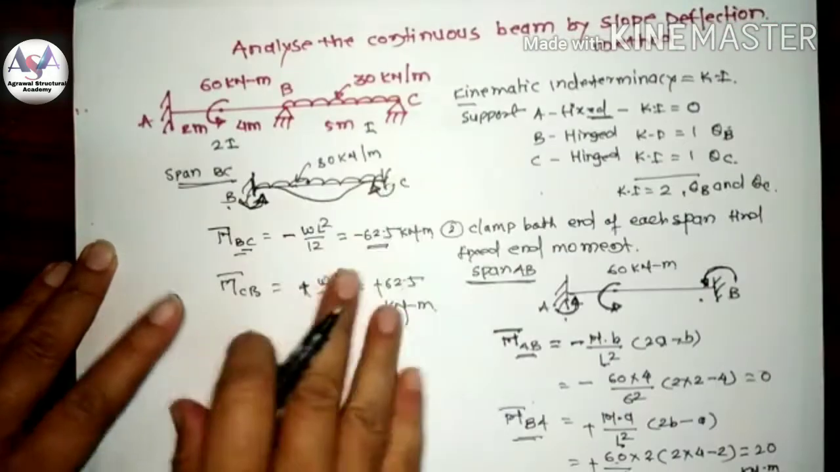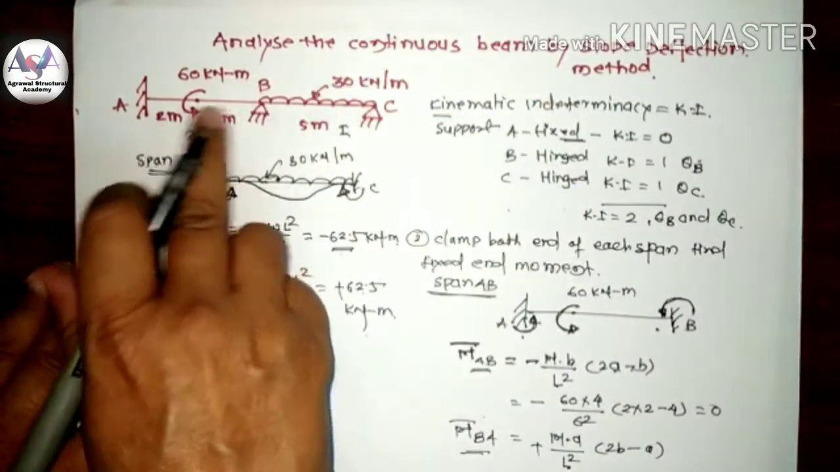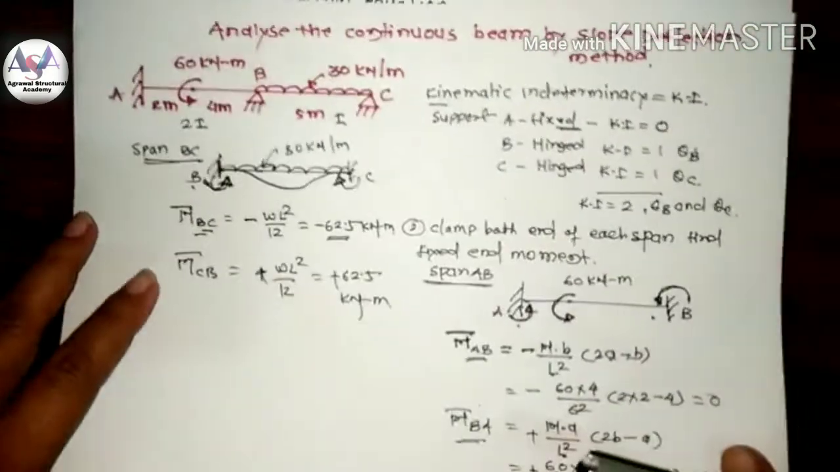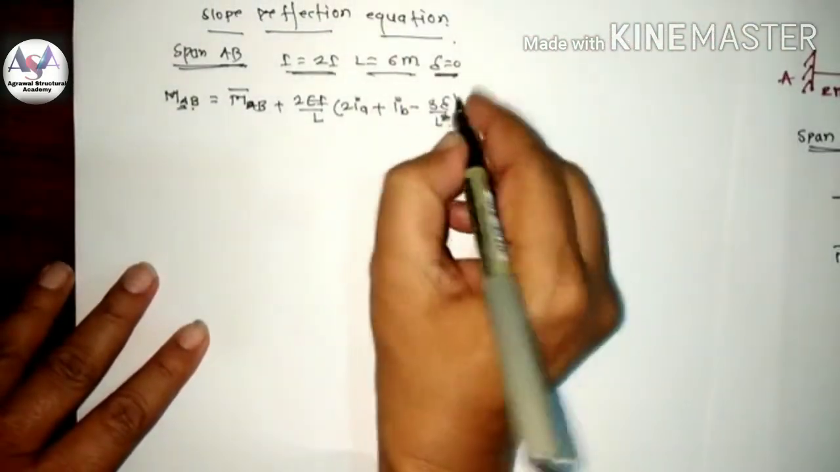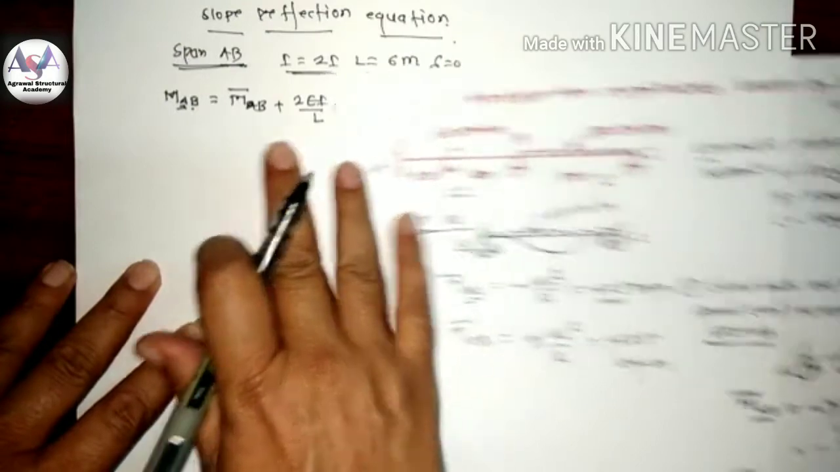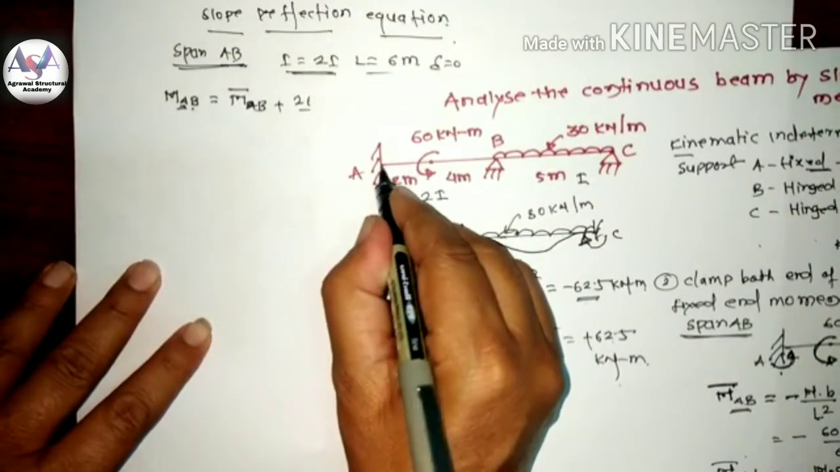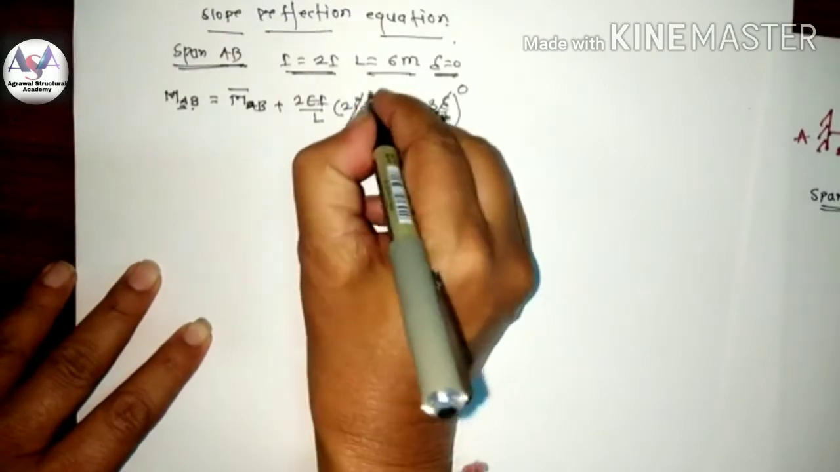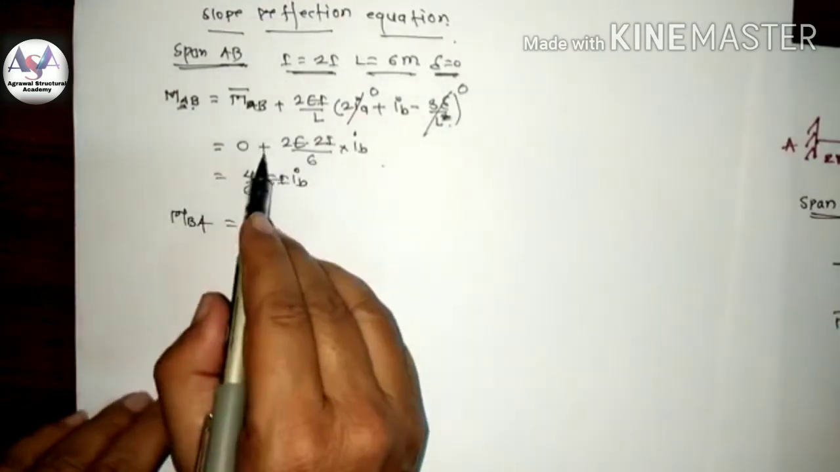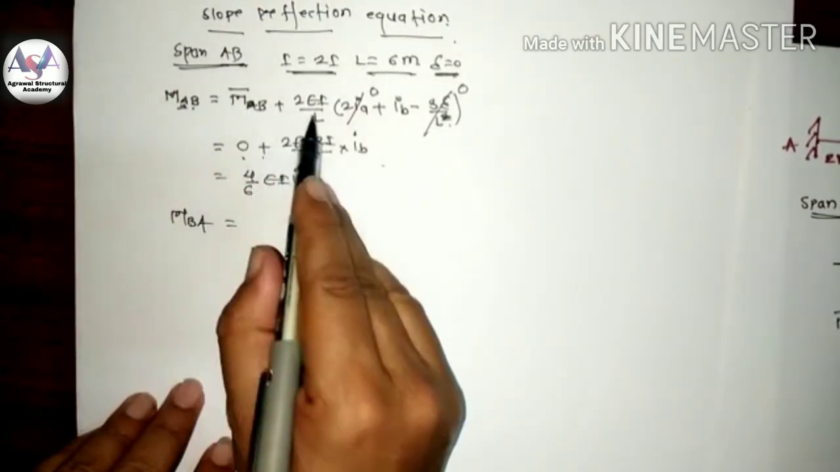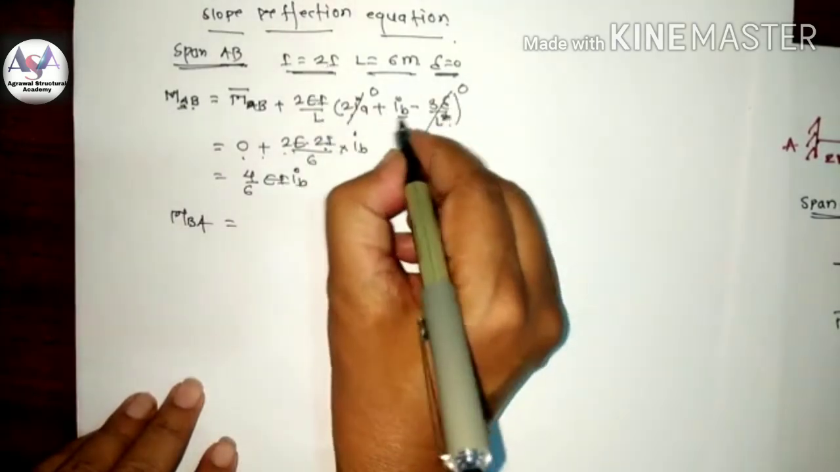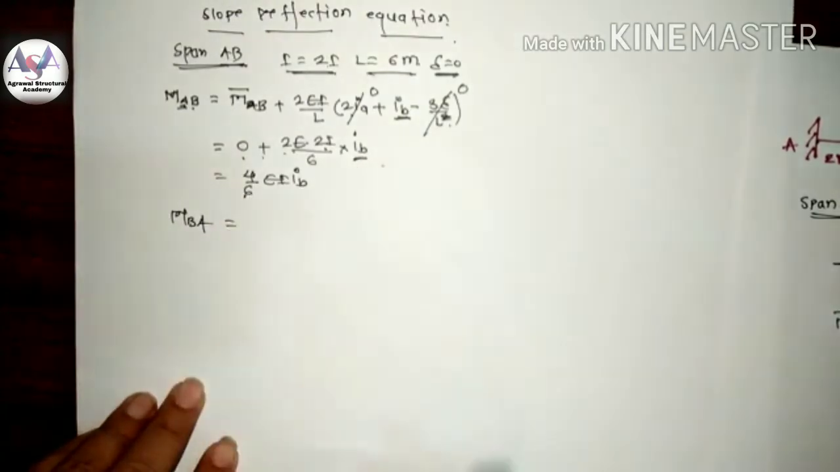Now here delta is 0. Here in the problem the sinking is not given. That is why here delta is 0. So this value is 0. Then theta A means at A, which is fixed, so theta A is equal to 0. So that is why this value is also 0. So here M bar AB is 0 plus 2EI, here I is equal to 2I into theta A is equal to 0. Only remaining is what? Theta B. So put here theta B. So this becomes 4 by 6 E theta B.